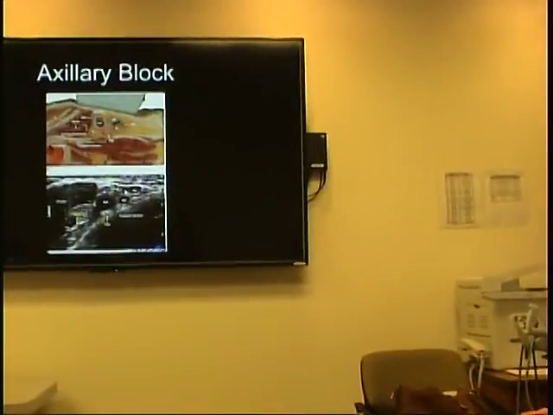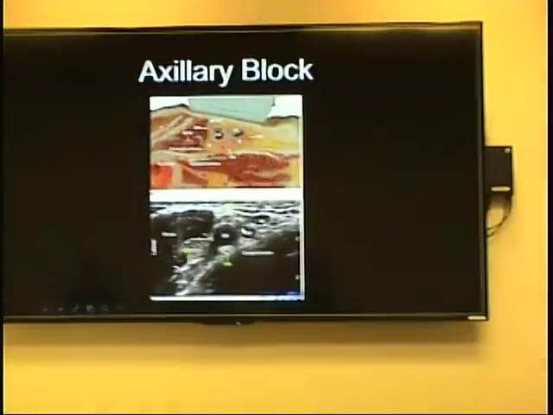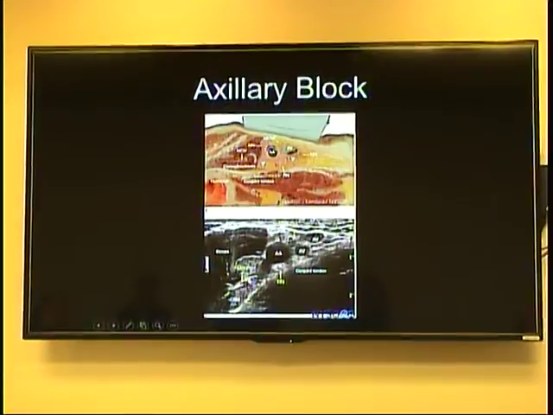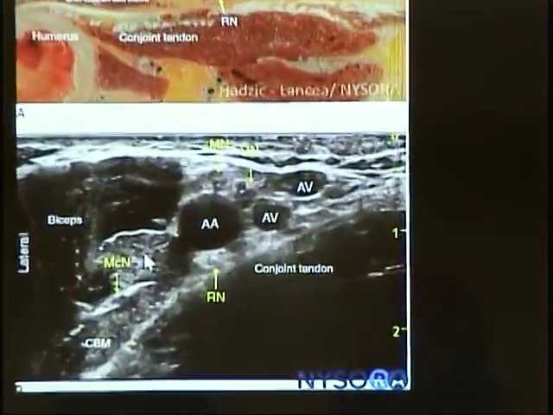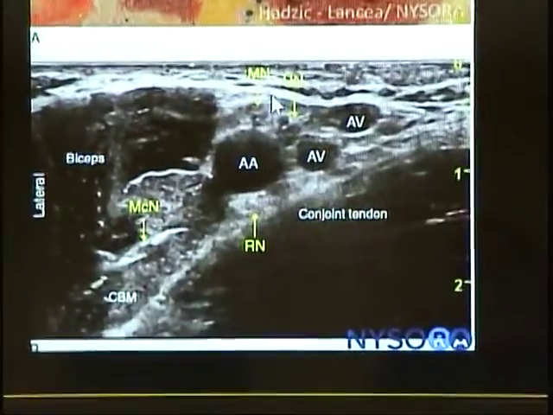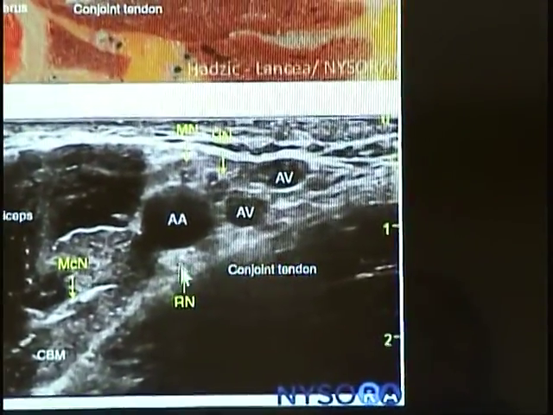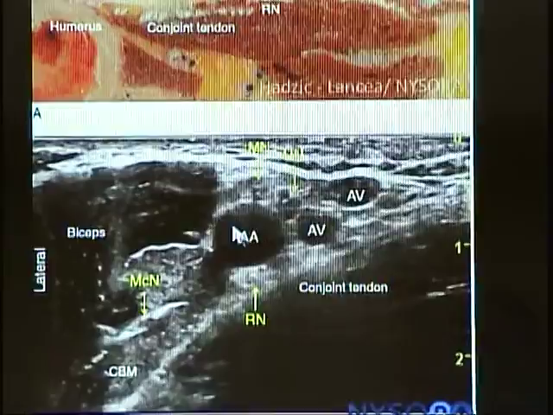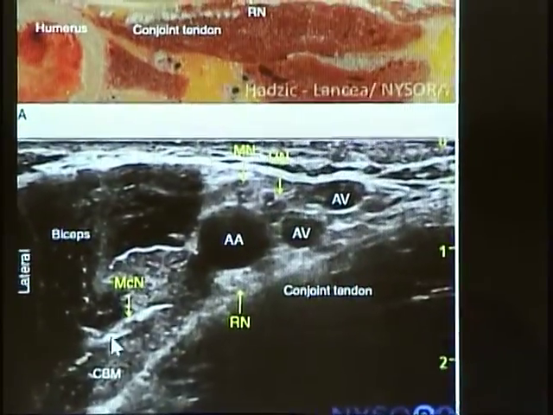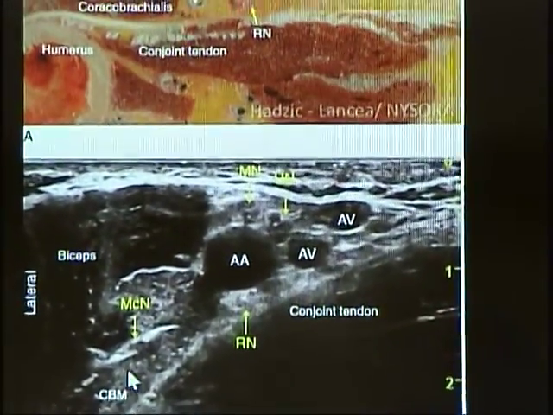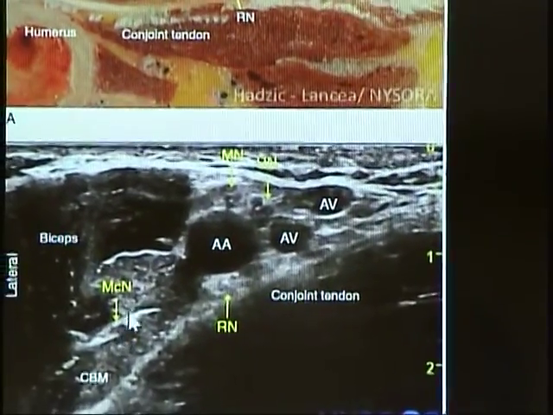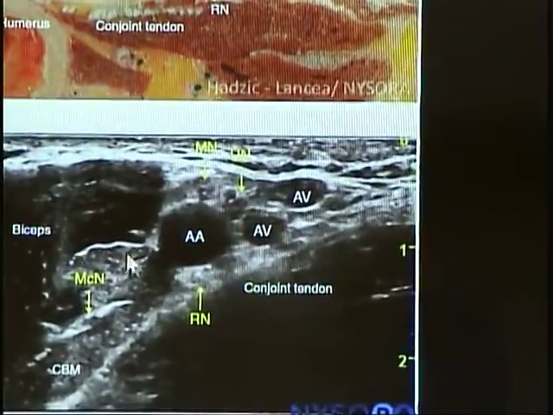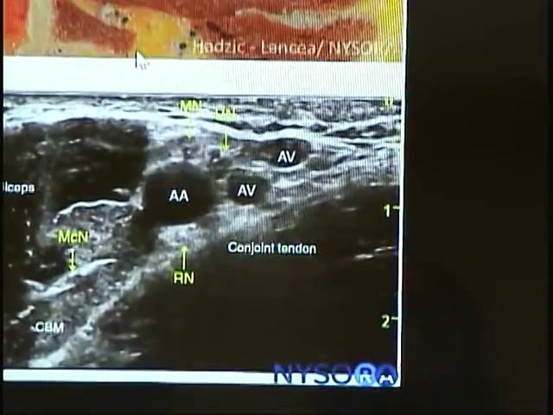And then the axillary artery, you have the three nerves. These are the terminal nerve branches now. This is that acronym I couldn't repeat. You have the median nerve, ulnar nerve, radial nerve, and then separate from that, you have to get the musculocutaneous nerve, which is between the biceps and the coracobrachialis muscle. This nerve can be missed, so you might not have a complete block. You have to look for this one separately.